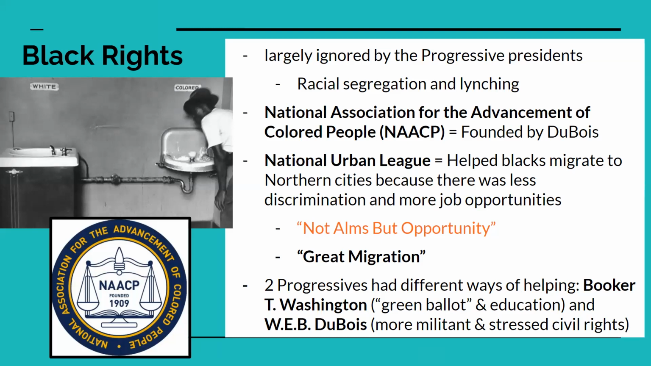But the National Urban League helped African Americans create this mass movement, this mass migration called the Great Migration into northern cities. And that's why, if you look at a demographic map of the United States, the African American population is largely centered in the north and in cities.